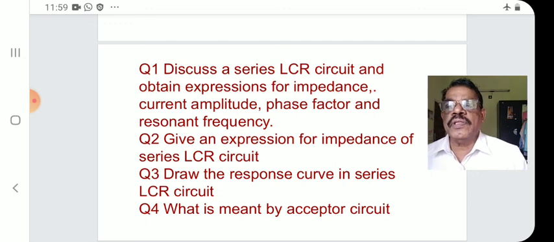And resonant frequency FR equal to 1 by 2 pi root LC. You write the essay completely. The above answer completely. That is the answer. This is a long answer type direct question.